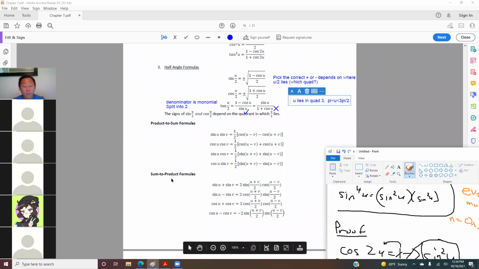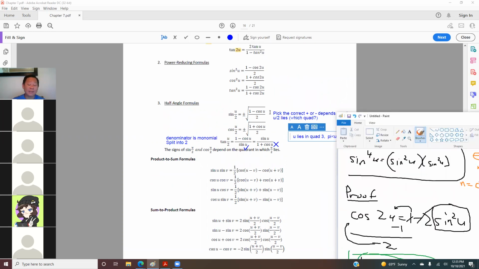This other one is called sum to product. If you look at this side, it's all addition and subtraction, and on the other side, it's all multiplication, product. Make sure you know that if you want to change multiplication into addition or subtraction, then we use product to sum. If you want to change a sum back to multiplying, then you use this formula. There are two types, so make sure you know which one is which. These are all the formulas here.